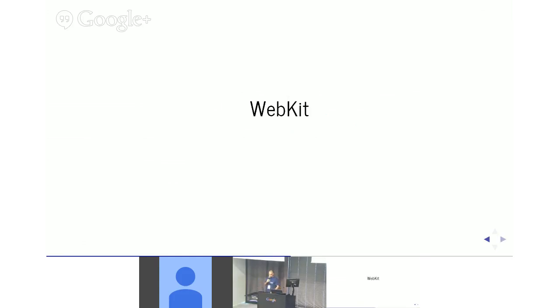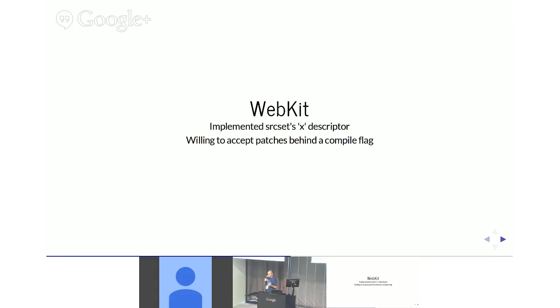And as for WebKit, they implemented the srcset x descriptor part a few months back. I was involved in that implementation as well. It hasn't yet shipped in Safari 7.1, so I'm not sure what the status on that is. And they're willing to accept patches for everything else behind the compile flag. So they're as enthusiastic as they can be.